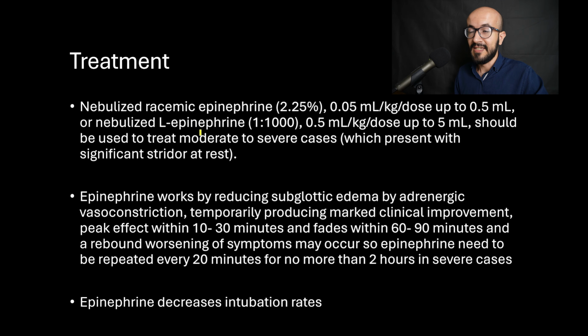Now also, nebulized racemic epinephrine, which is 2.25%, which is dosed as 0.05 milliliter per kilogram per dose, up to 0.5 milliliters, or nebulized L-epinephrine, which is 1 to 1000, 0.5 milliliter per kilogram per dose, up to 5 milliliters, should be used to treat moderate to severe cases of Croup. And again, moderate to severe cases of Croup present with significant stridor at rest.